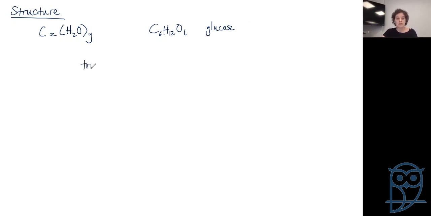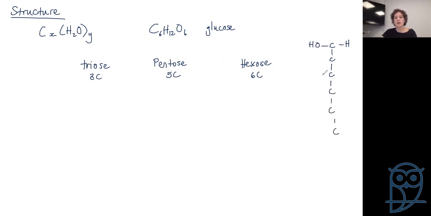We're talking about triose, pentose, and hexose sugars. These ones have 3 carbons, these ones have 5 carbons, and these ones have 6 carbons. If you think about a carbon chain, you've got carbon, carbon, carbon, and then H's and OH's sticking out. Three is quite compact, but when you start adding carbons on, the longer you get, the less stable you get.